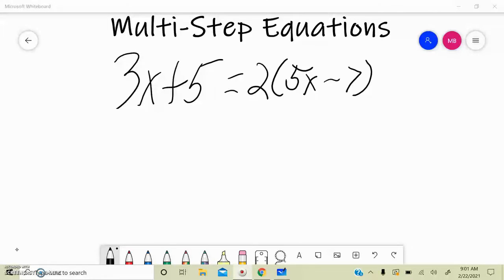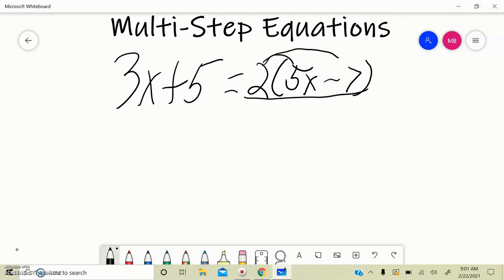Today we're going to be discussing multi-step equations. So when I look at this, it is a lot to look at. My first instinct is to do any distributive property. Why I want to do that first is so that I'm left with just terms with an x attached or constants. So I see I have distributive property on this side of the equation.